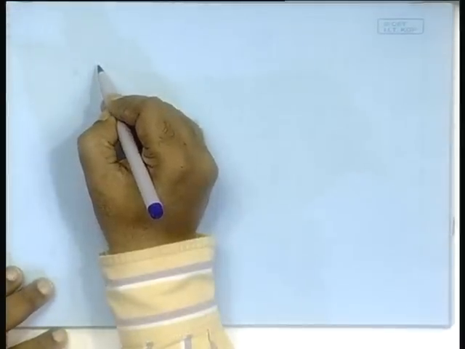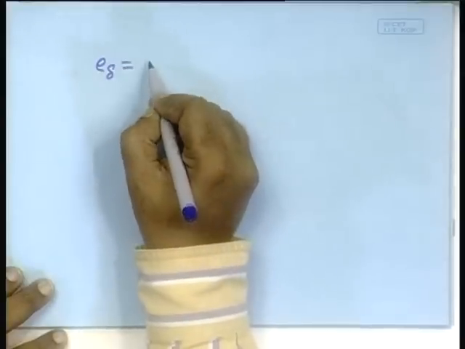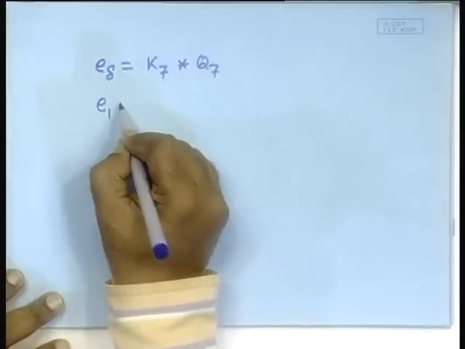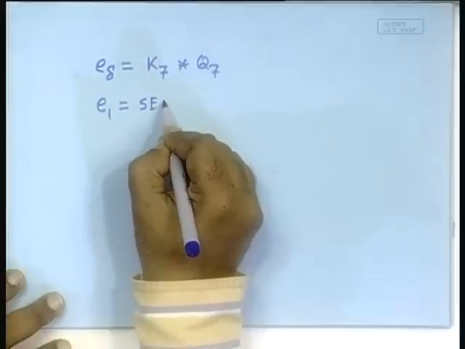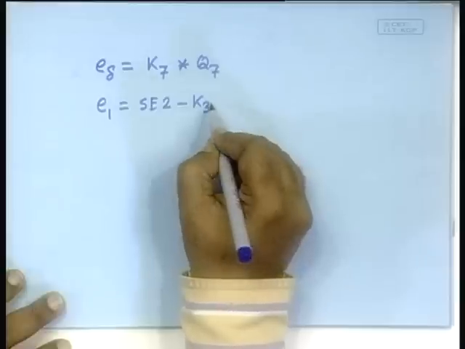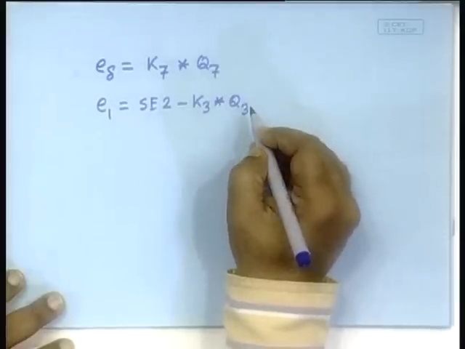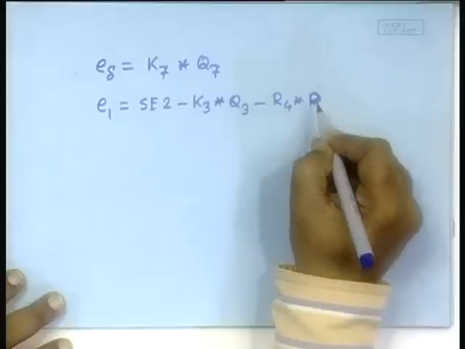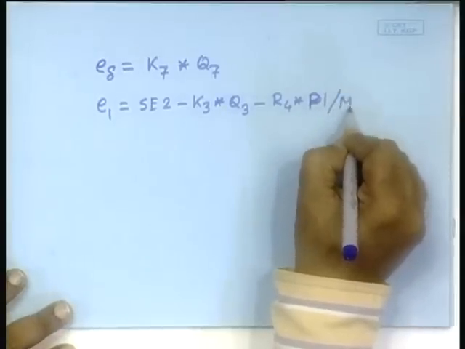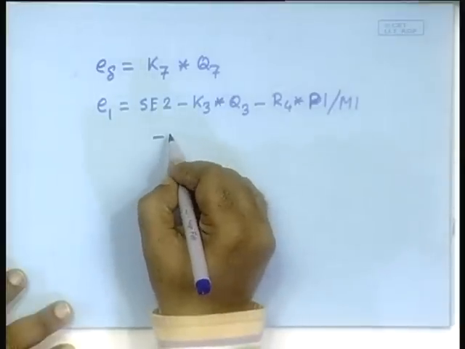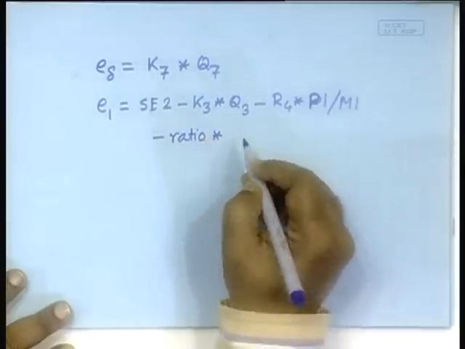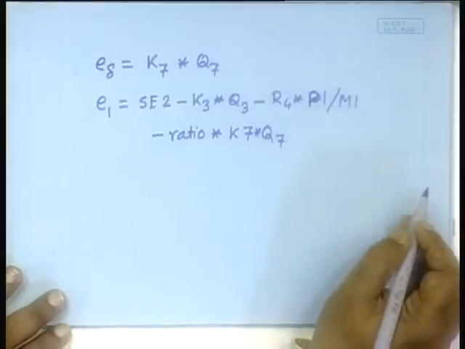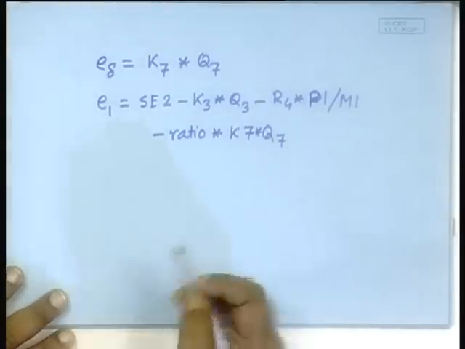So, it says first E8 is equal to K7 star Q7. E1 is equal to SE2 minus K3 star Q3 minus R4 star P1 by M1 minus ratio times K7 star Q7. Check. You have already obtained the differential equations for this. Check whether they are doing it correctly.